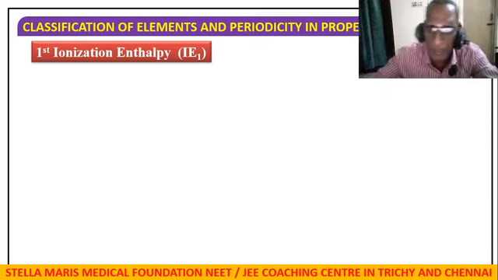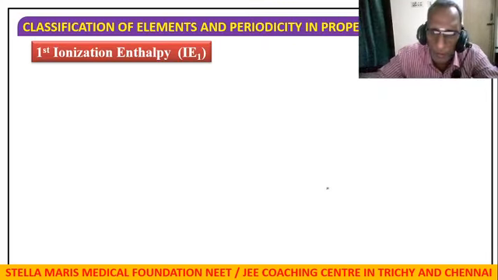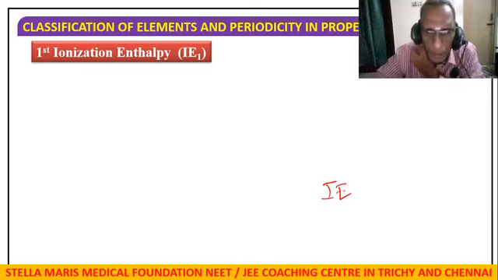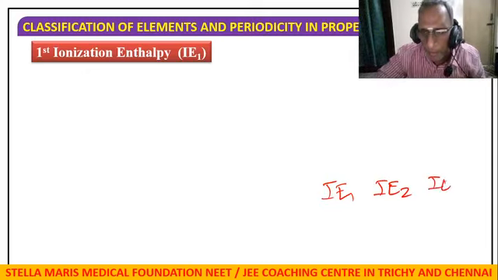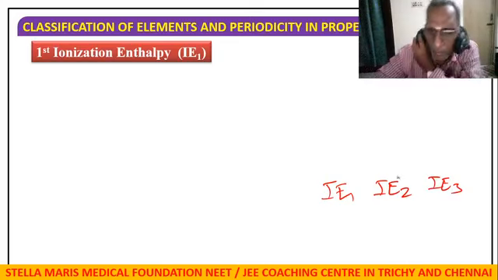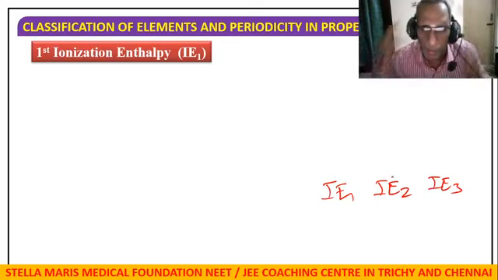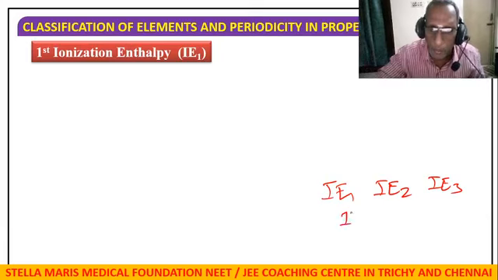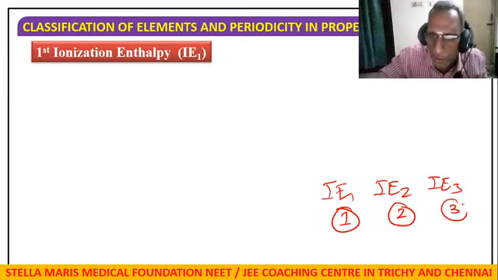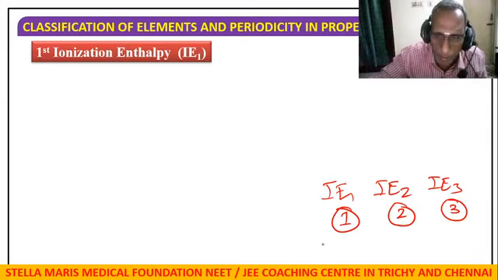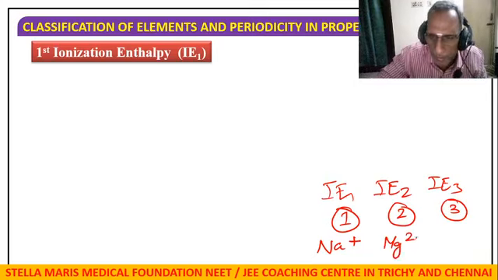This ionization enthalpy is of types: first ionization enthalpy, second ionization enthalpy, third ionization enthalpy. What is meant by that? Energy required to remove one electron, energy required to remove the second electron, energy required to remove the third electron from the neutral atom.